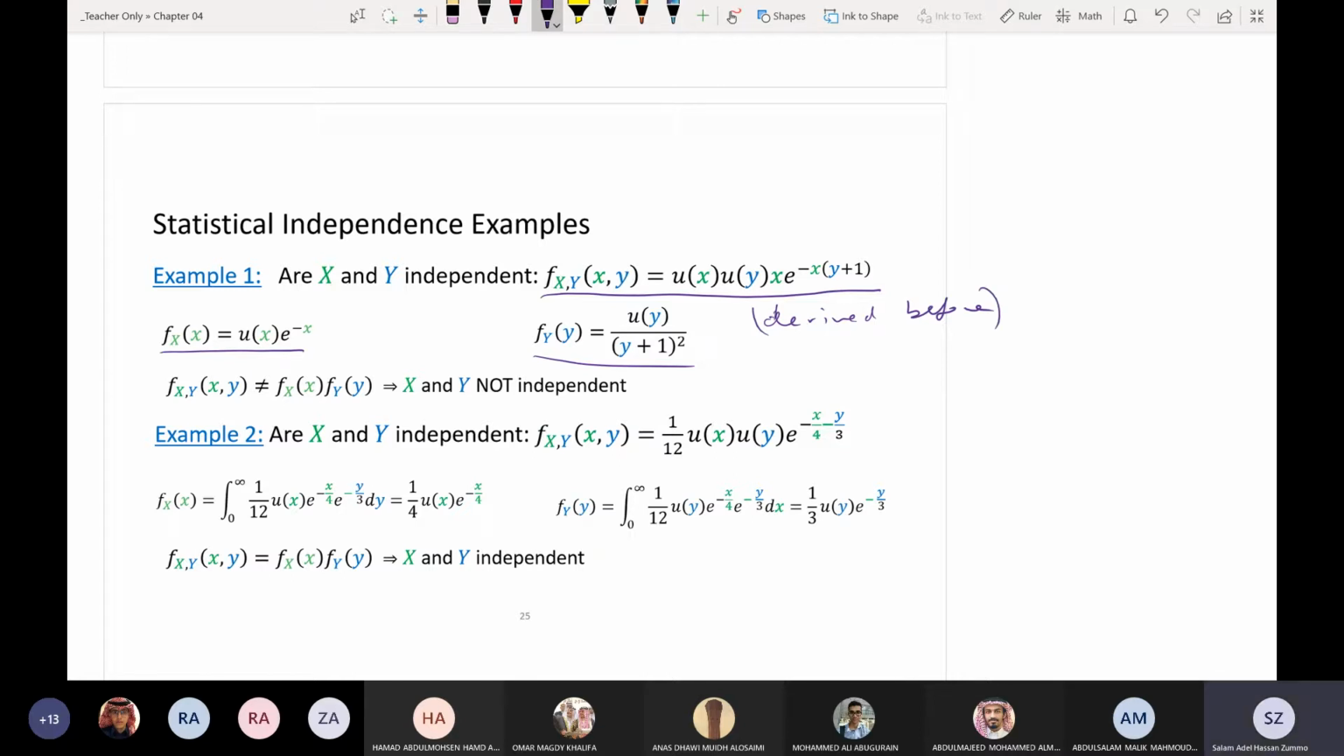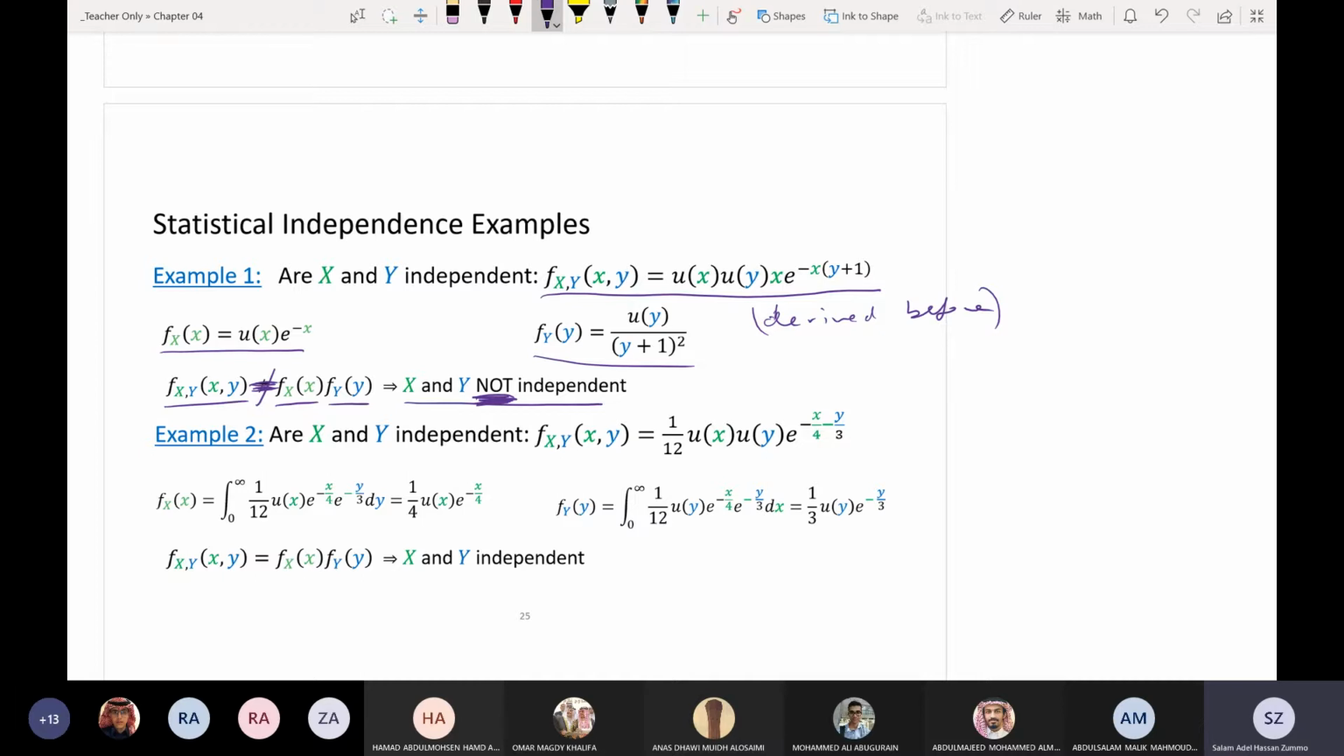Now you can see that if you multiply Fx of x with Fy of y, you will not get the joint PDF of x and y. So clearly here, the joint PDF does not equal the product of the marginals. And because of that, you cannot say that x and y are independent. They are not independent. They are dependent.